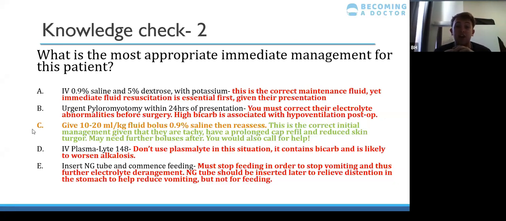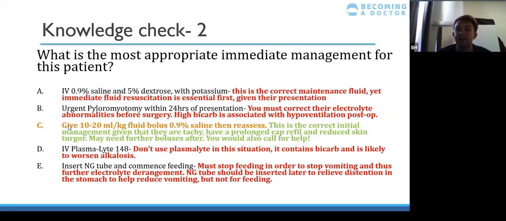This child's breathing is fine, but when we get to C, they're tachycardic, they've got a prolonged cap refill, they've got reduced skin turgor, they've had fewer wet nappies, they've been more tired. We're quite worried about them in terms of their fluid status. And so it would be important to do some initial resuscitation with saline boluses. And of course you always ask for help as well. Not everyone with pyloric stenosis will present like this. Some of them might not be dehydrated, and some might not even have metabolic abnormalities.